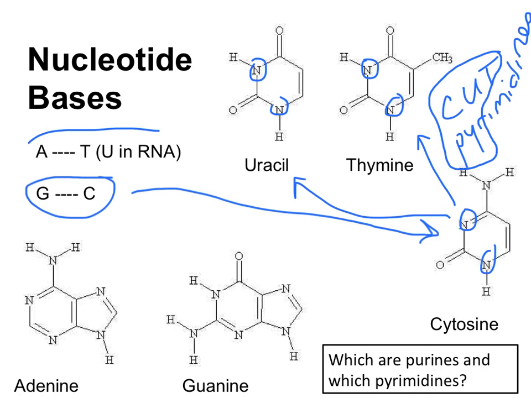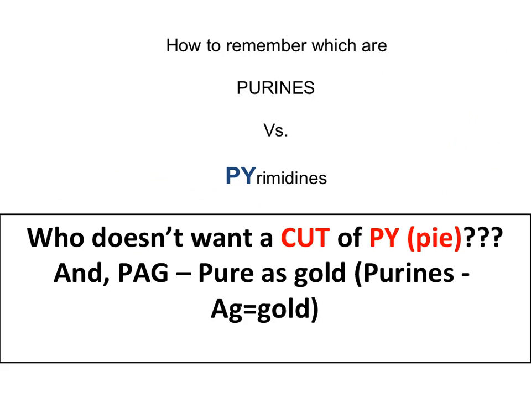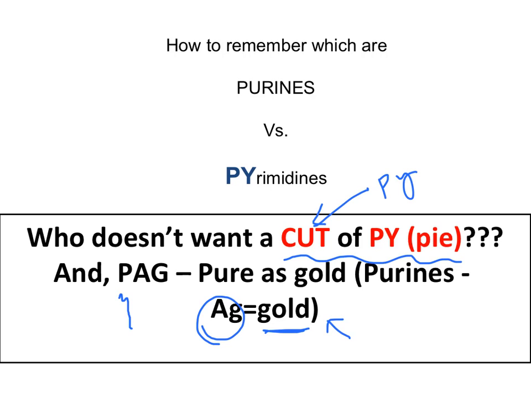That means that, excuse me, A and G are purines, okay? So purines are the larger of the 2. I don't care if you can recognize which one is uracil, which one's thymine, none of that matters to me. I just want you to know that these are nitrogenous bases, okay? And if you want a cut of pie, that's going to be a pyrimidine, and pure is in purine, as gold. Purines, gold, right? Pure as gold. A and G. C, U, and T. All right, those are pyrimidines. A and G, purines. There you go.